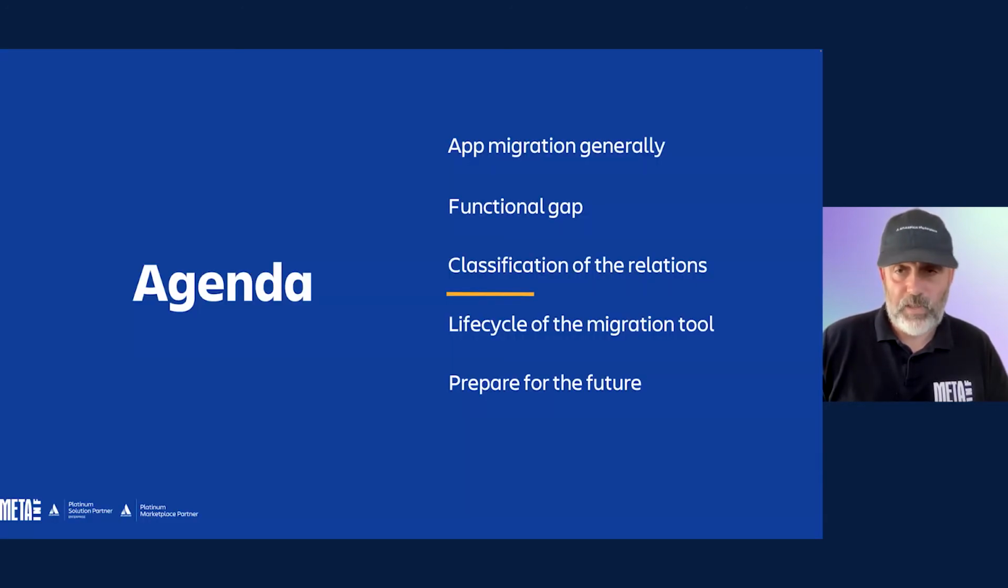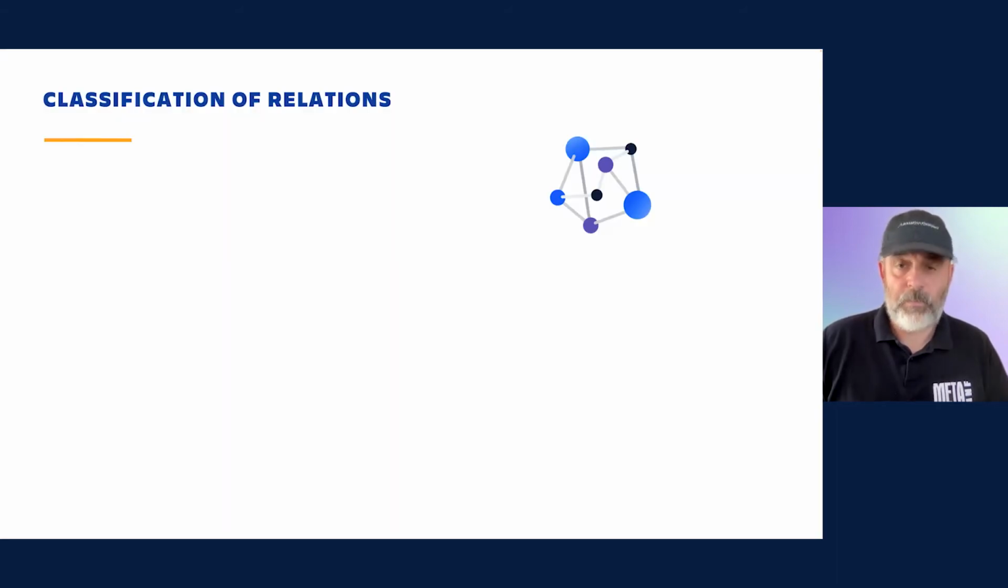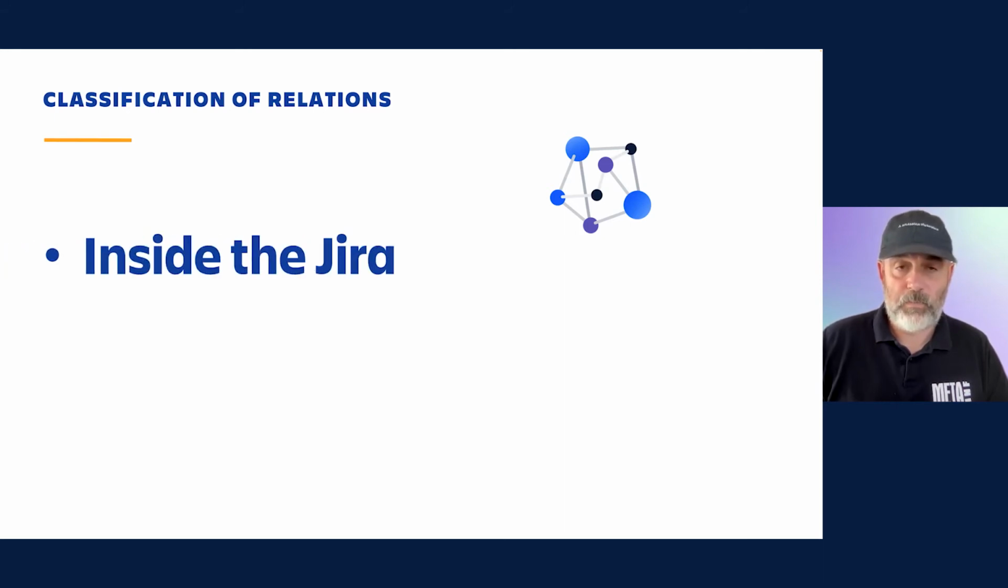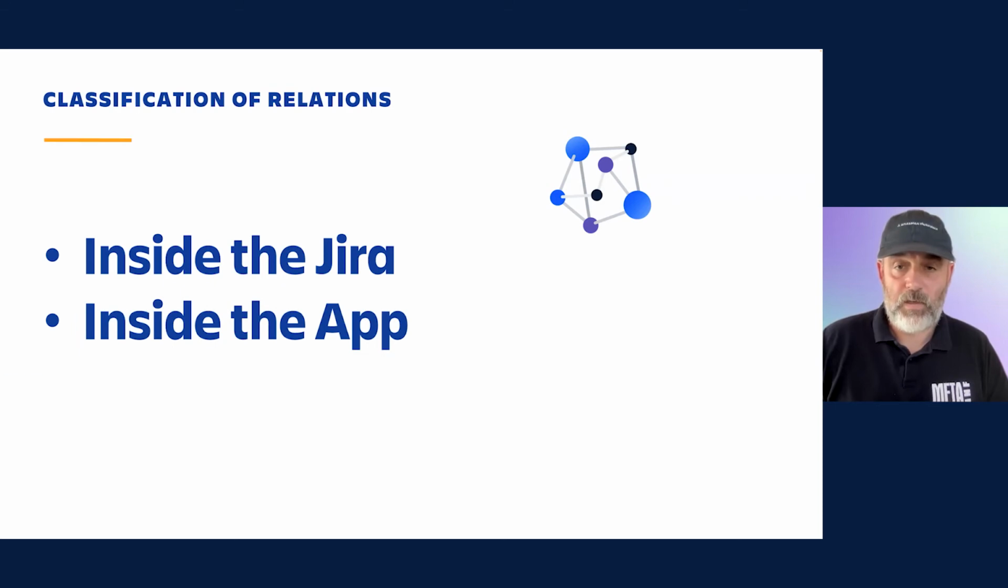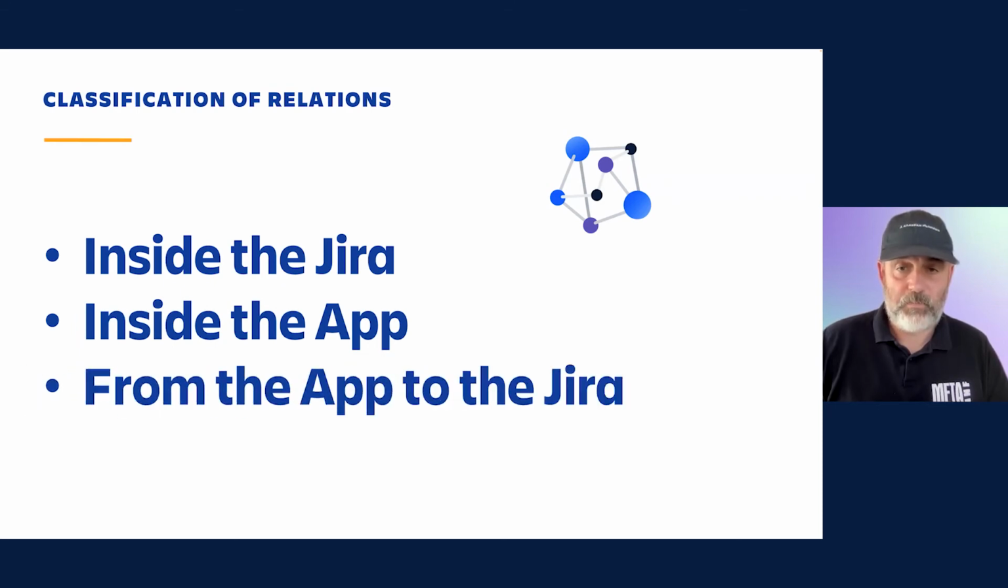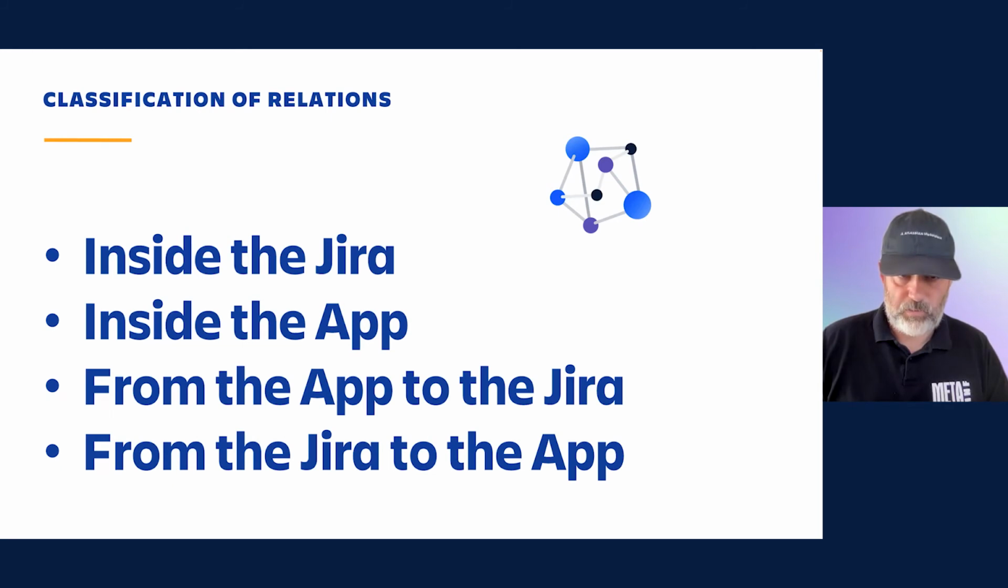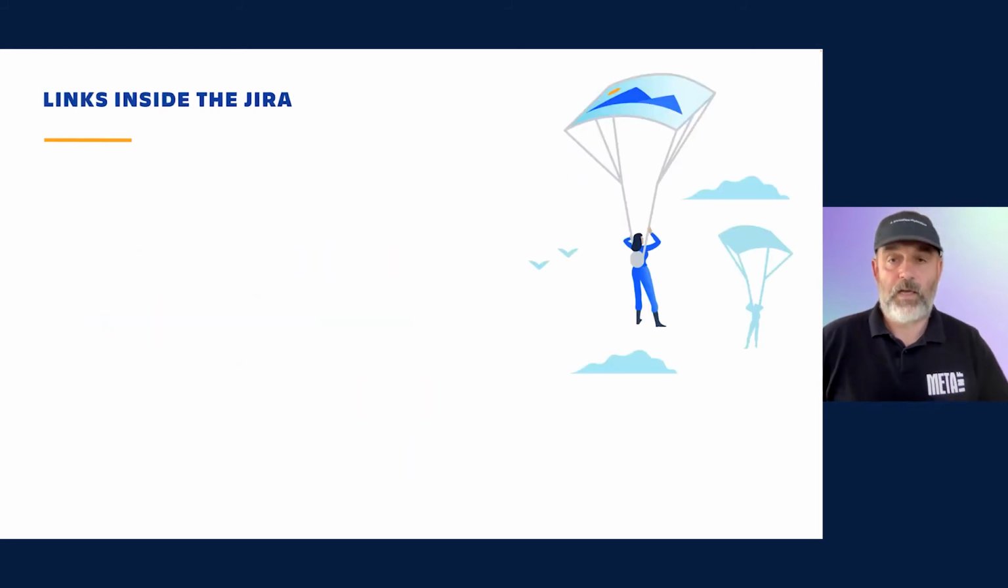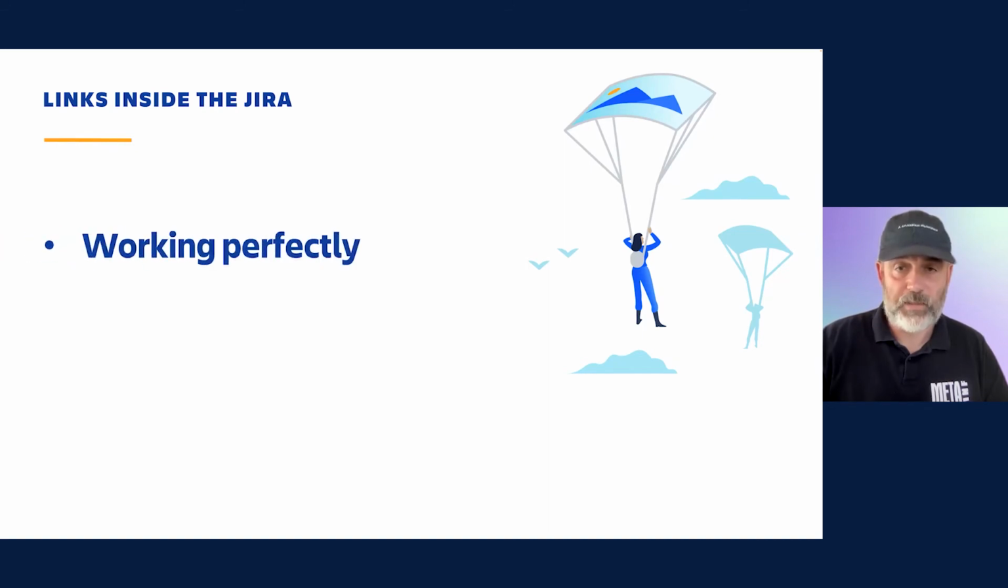Let's see the classification of the relations between your app and Jira. The links between the app and the hosting Jira could be sorted into four categories: inside Jira, inside your app, from your app to Jira, and from Jira to your app. At first, let's see the links inside Jira. It's easy and it's up to the Jira migration. Usually, it is working perfectly.